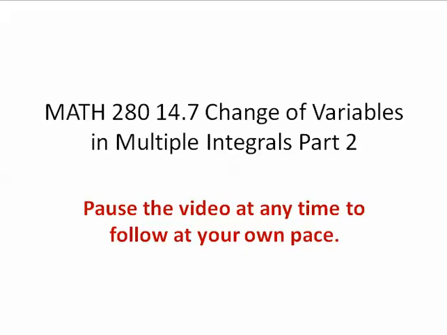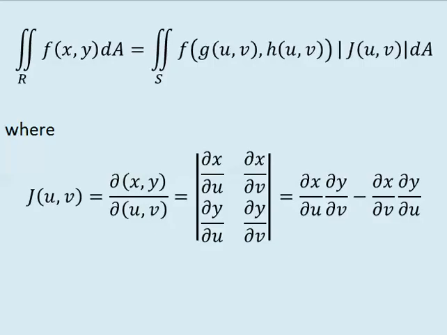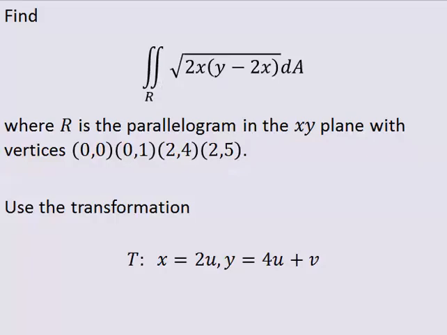14.7, Part 2. In Part 1, we were introduced to this theorem using Jacobians, and we did one example. What I'd like to do here in Part 2 is two more examples, both of which are from the book. The first example I want to look at is this one.